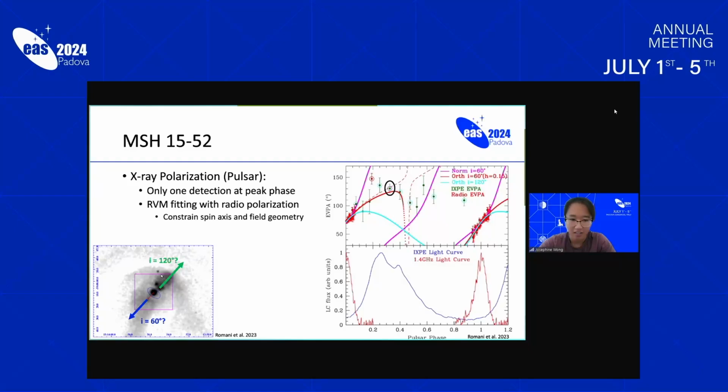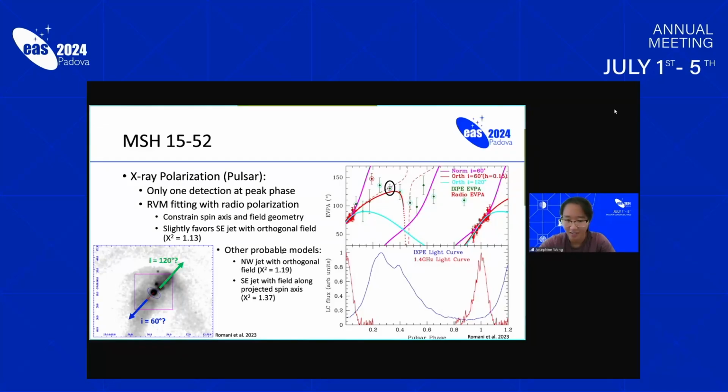We can do a rotating vector model fit to the radio polarization to determine the best fit parameter for the spin axis. And we can use the IXPE measurements as an additional constraint. If we place priors on the spin axis, either 60 or 120 degrees inclination, and we also put in a prior where the magnetic field is perpendicular to the spin axis, then we found that the model favors an inclination of 60 degrees with an orthogonal field.